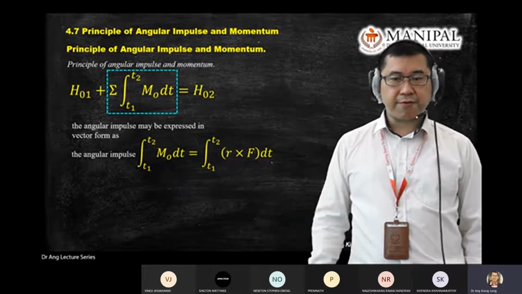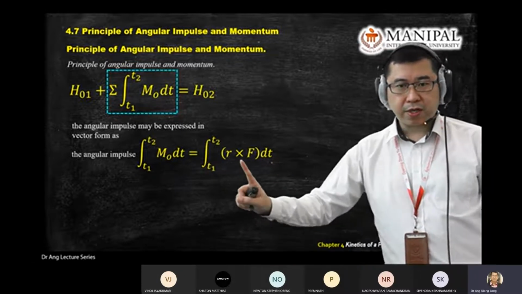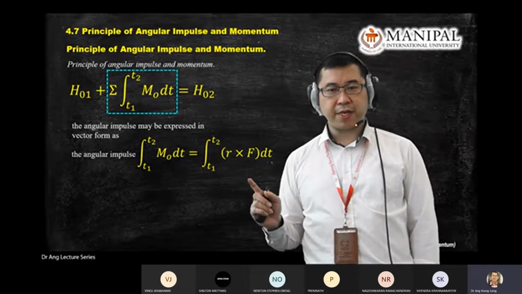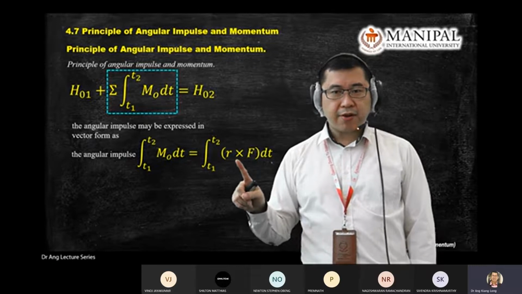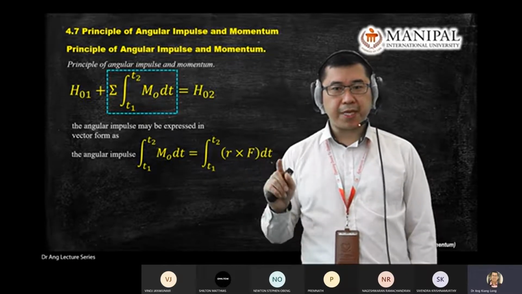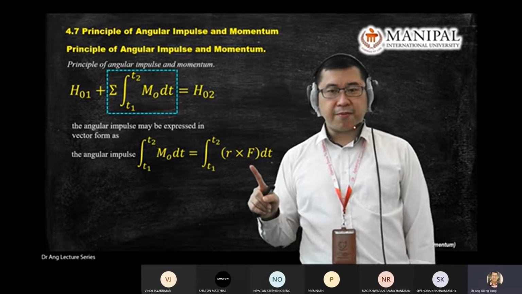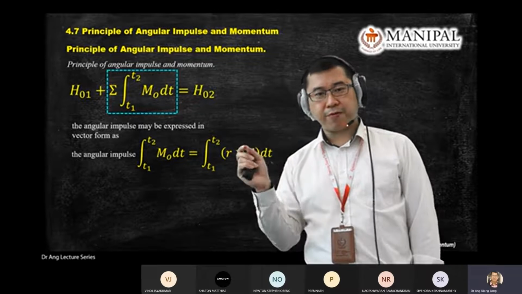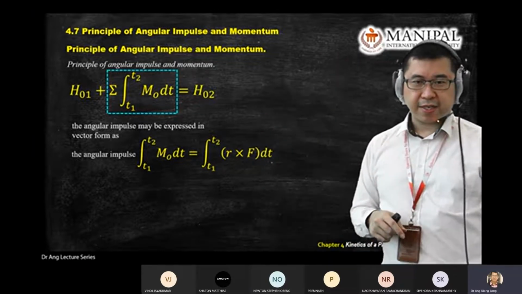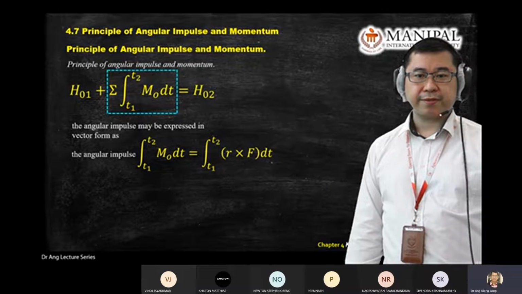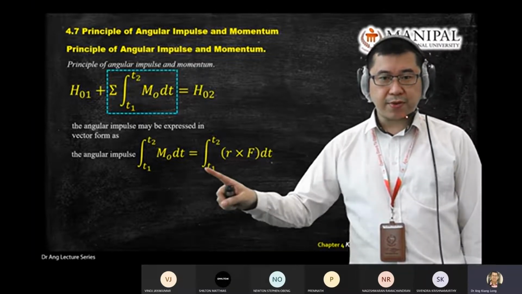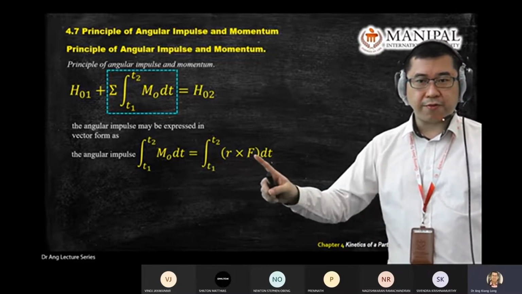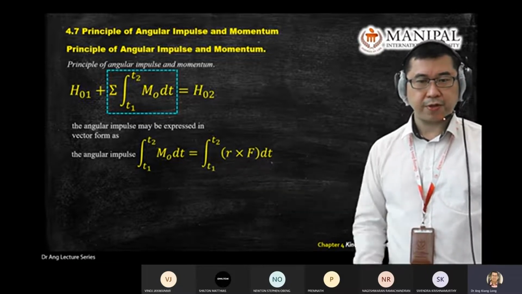When you write the angular impulse component in the vector form, you can write M equals r cross F. Again, r cross F is a sequence. You cannot flip. Once you flip, it has a different meaning already. R cross F, from point A to point B, is different from F cross r. If you write F cross r, you're looking from B to A already. So it's a different concept. So we write this in the vector form, or cross product of your position and force.